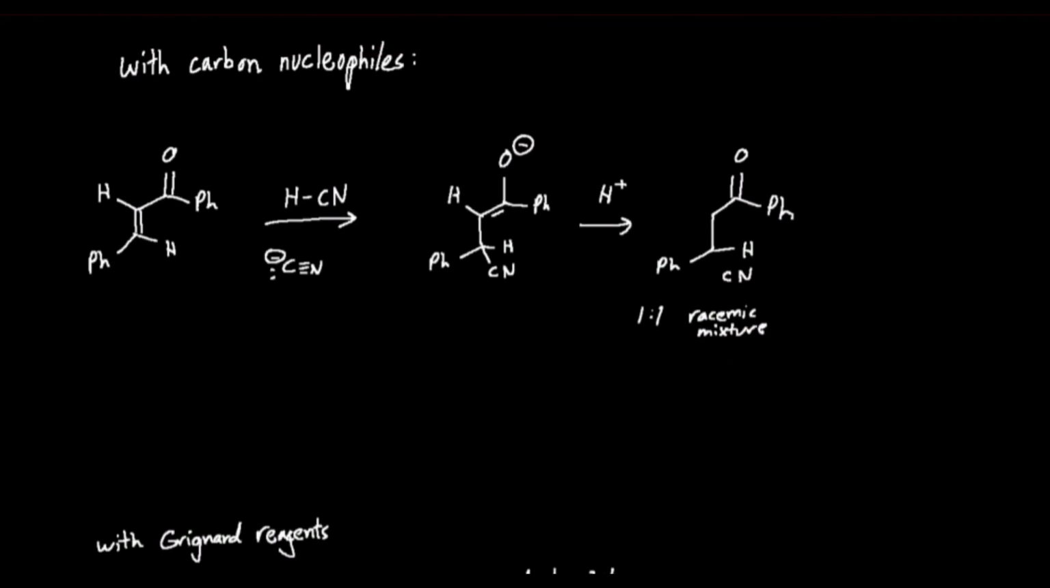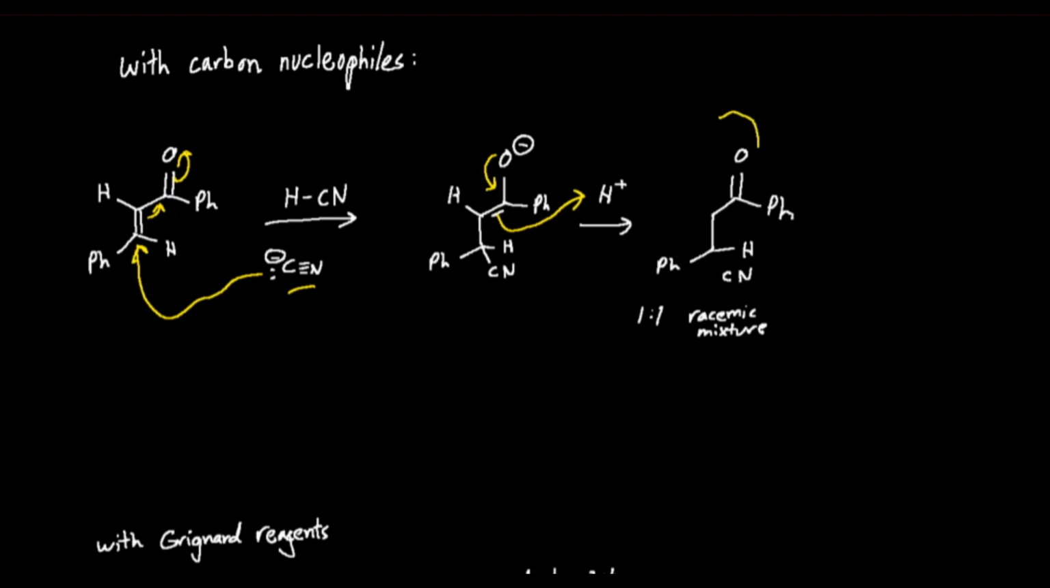With carbon nucleophiles, like our simplest original carbon nucleophile, the nitrile group, or cyanide ion, cyano ion, not sure. Nucleophilic attack, conjugate addition, kick electrons up. Here's our intermediate, enolate, electrons down, protonation.